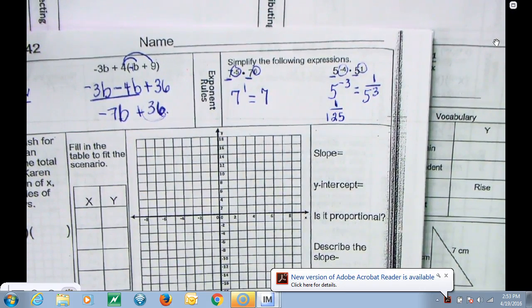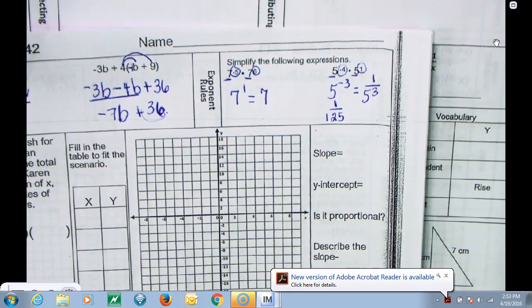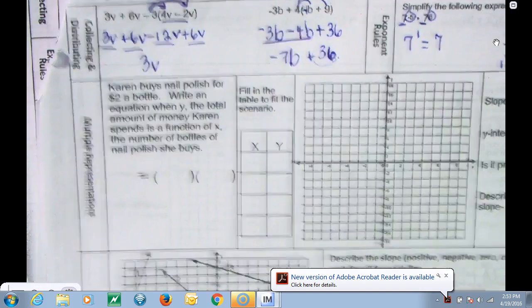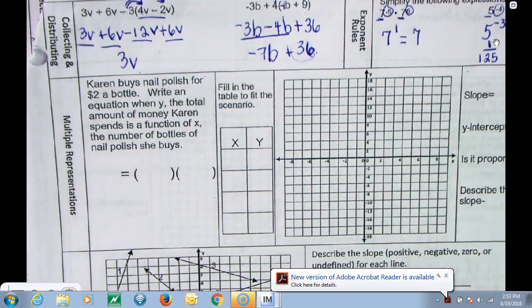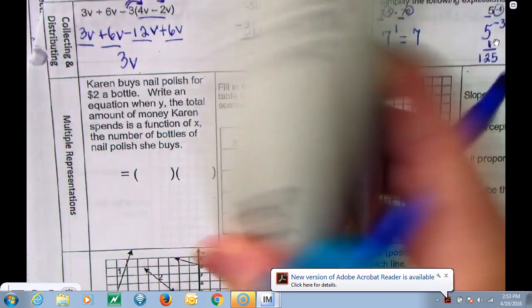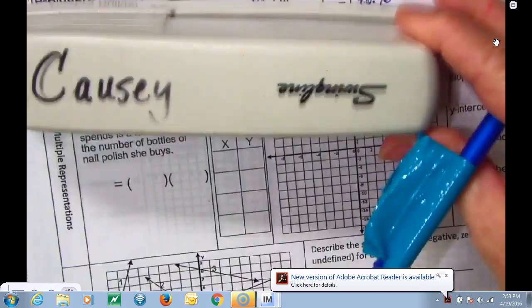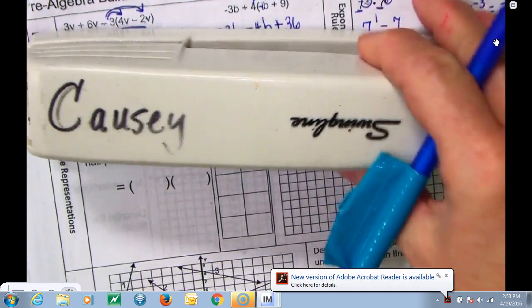So everybody see how we got 125 and not 15? Okay. I'm going to do one more thing so y'all can set this up. Here's a bottle of nail polish. Look at this nail polish. Boy, isn't it an ugly color? I don't know why somebody would buy it, but they would.